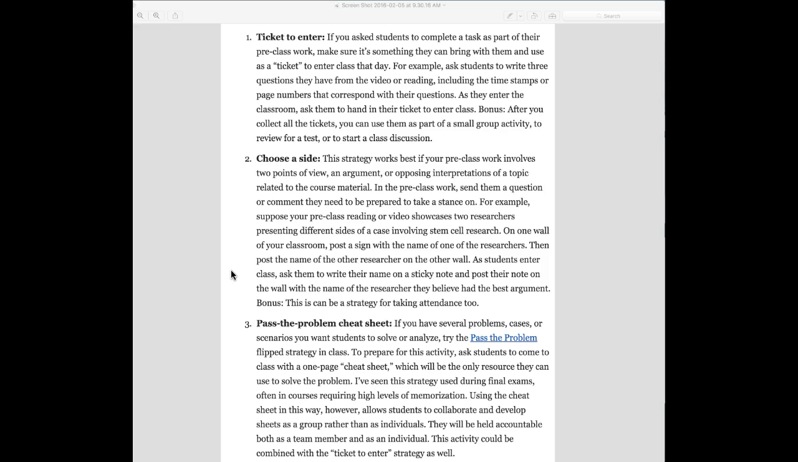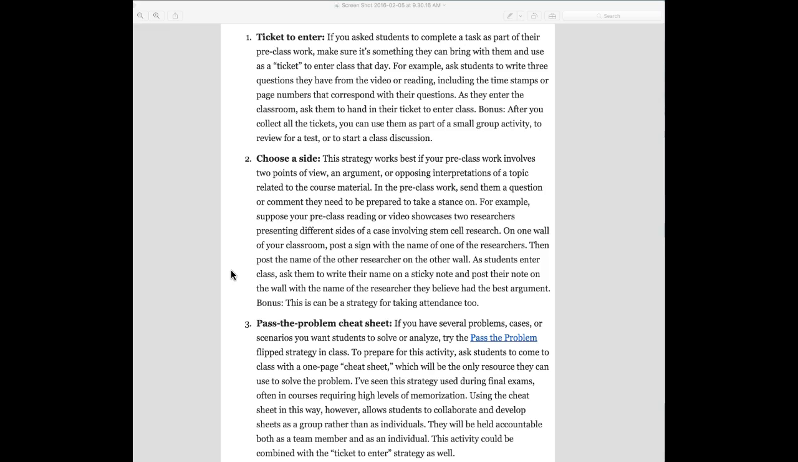The idea here is that you have given them an assignment of something that they have to accomplish. Maybe the example here is you watch a video or you do a reading, and then they have to write down three questions, maybe things that they struggled with or they think would be important things to be talking about as part of a class. So then in order to enter the class that day, they walk in and they hand you their ticket.